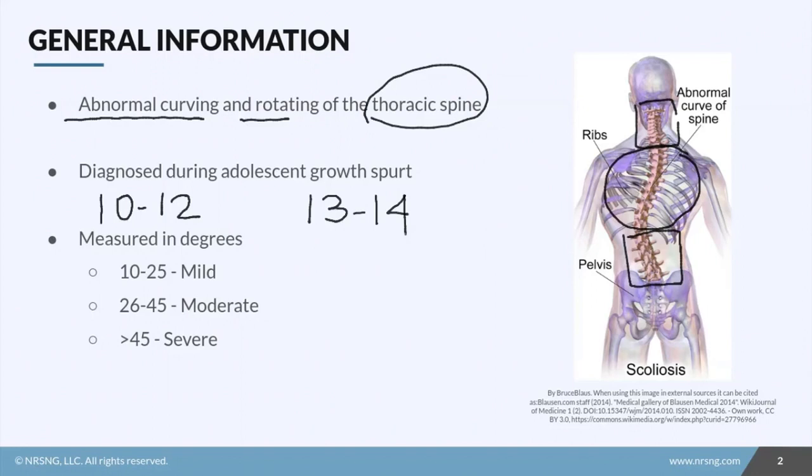So you can have a mild case of scoliosis, which is going to be 10 to 25 degrees. You can have moderate, which is 26 to 45. And then a severe case of scoliosis is going to be when the curvature is greater than 45 degrees.